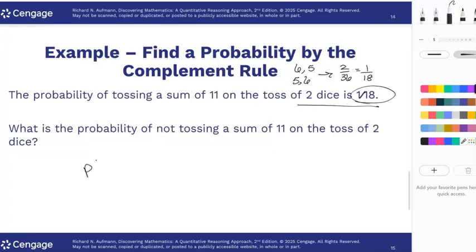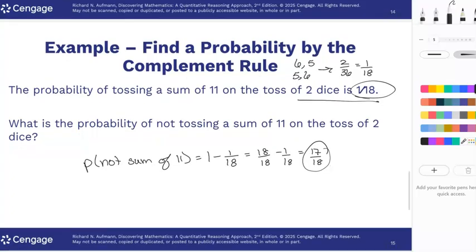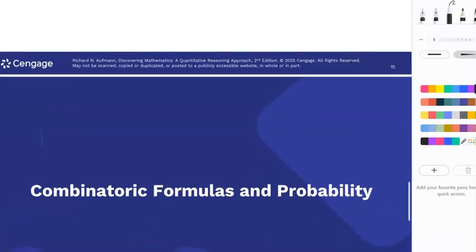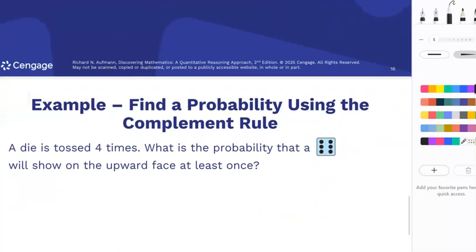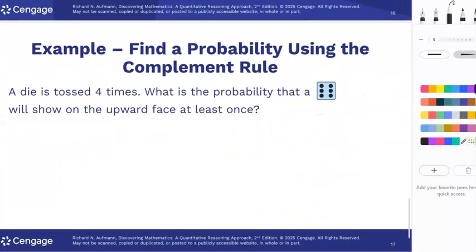So what's the probability that it's not 11? So it's anything but 11. Well, it would be 1 minus 1 over 18. And we could write that 1 as 18 over 18 minus 1 over 18. And that's going to be 17 out of 18. So that's the probability of the complement. And then the last thing we need to talk about is combinations.